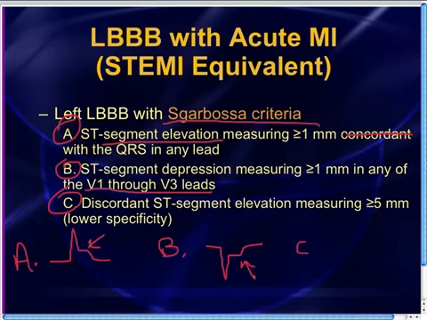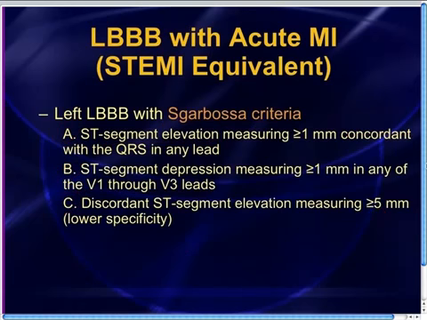And then Sgarbossa criteria C essentially said that if the QRS goes down and there's elevation, normally elevation is okay, but if there's excessive elevation of more than 5 millimeters, in other words, this elevation right there is more than 5 millimeters, then that was predictive of an MI. Unfortunately, that had lower specificity, so we oftentimes don't use that.